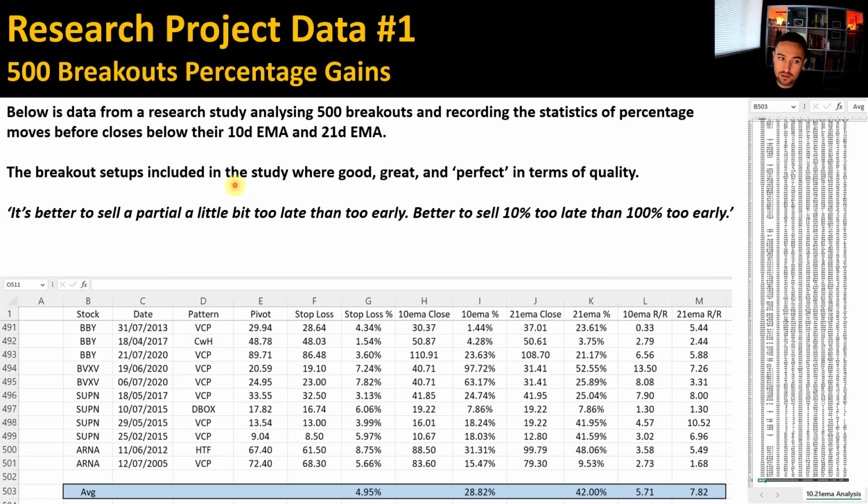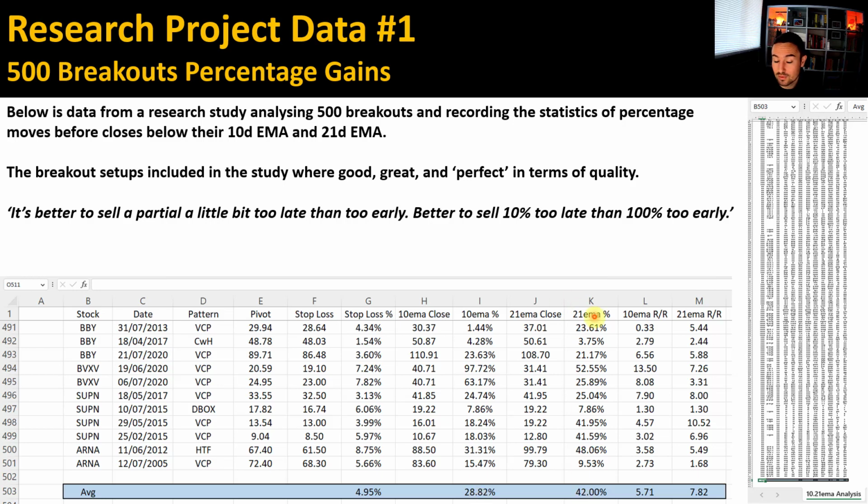The breakout setups included in the study were good, great, and perfect in terms of quality. So that's kind of like 3-star, 4-star, and 5-star if you like. It's better to sell a partial a little bit too late than too early. Better to sell 10% too late than 100% too early. I agree with that. So here you can see the table laid out here, and we've got our 500 breakouts, and here is the summary. So the average move before a close below the 10-day EMA from these base breakouts, 28.82%, the 21-day EMA 42%.